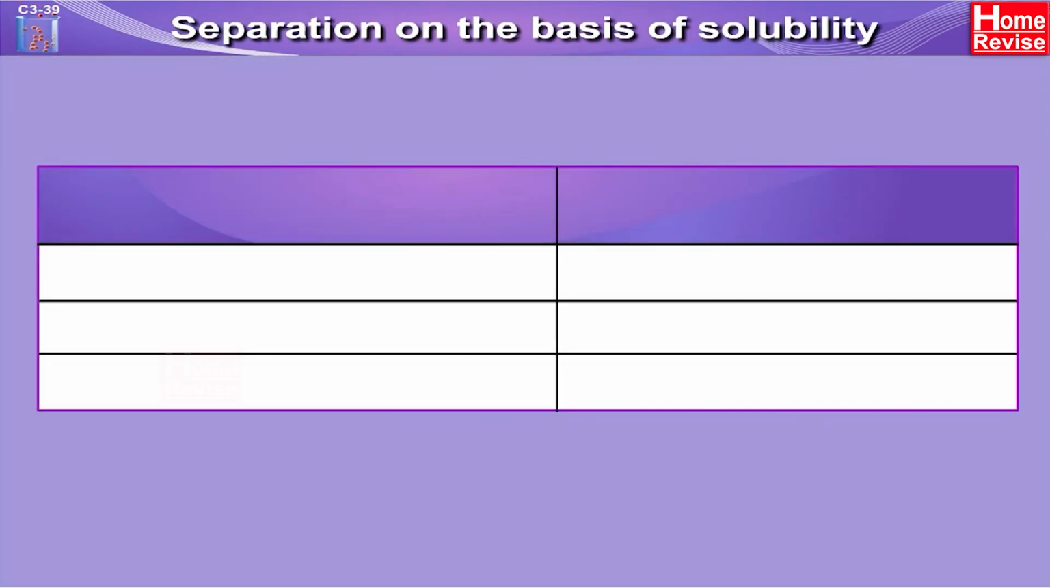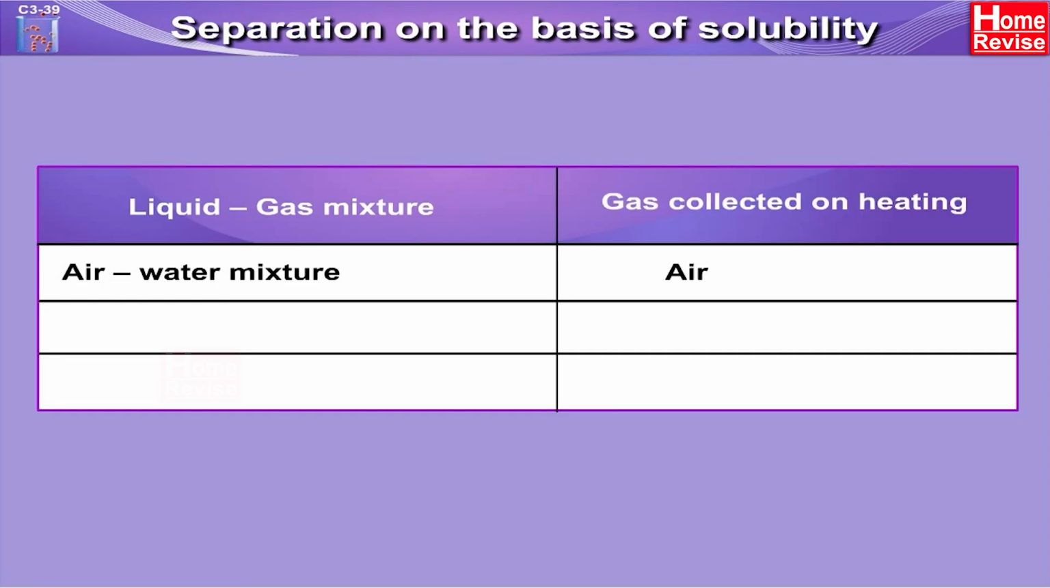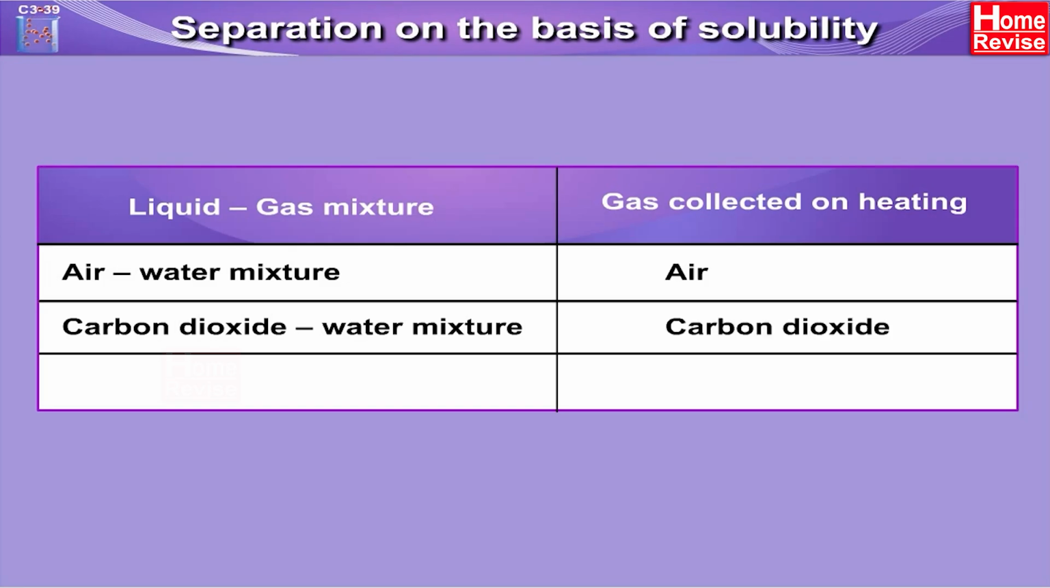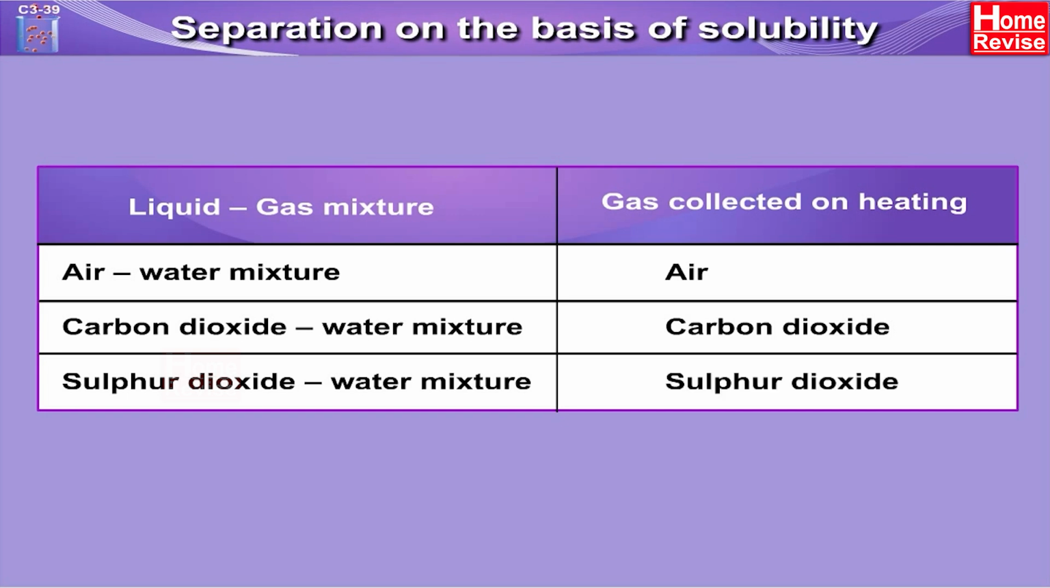In the table here, in the liquid-gas mixture of air and water, the gas collected on heating is air. In the mixture of carbon dioxide and water, carbon dioxide is collected on heating. In sulfur dioxide water mixture, sulfur dioxide is the gas collected on heating.